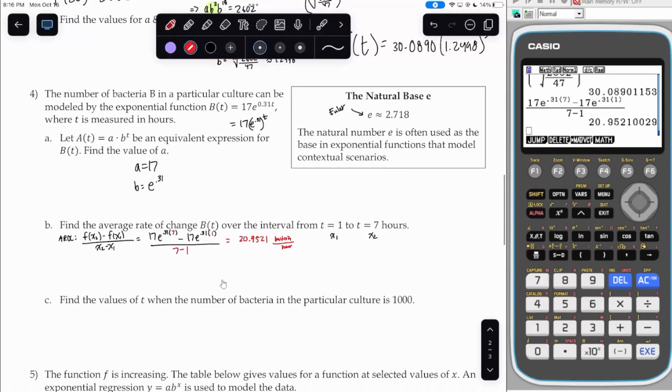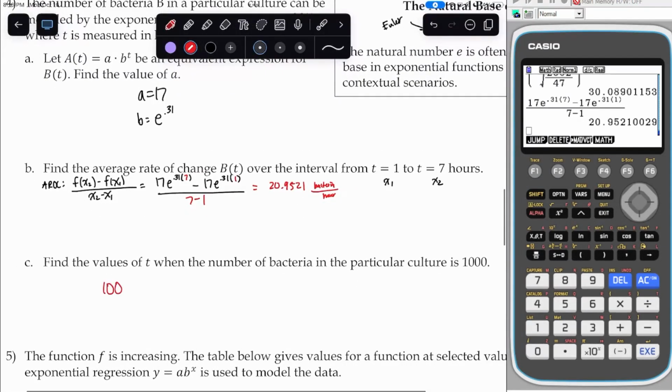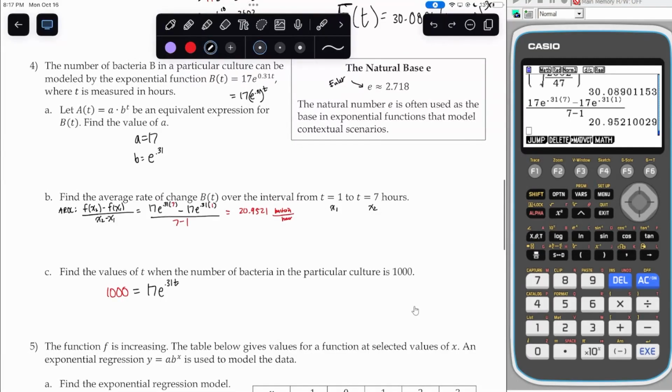All right, let's do some more calculator work. So part C here is a mix of both calculator and non-calculator. It says find the values of t when the number of bacteria in the particular culture is 1,000. So what they're saying is, at least by hand, if you were to set this up, you'd say 1,000 equals your equation, and you're wondering what time it would take for this equation to give me that output of 1,000 bacteria. You can either set it that way and solve by hand. I'm going to first do it in the calculator so you can see what the answer should be, and we can move on from there.